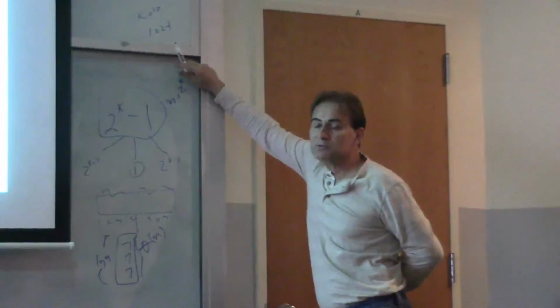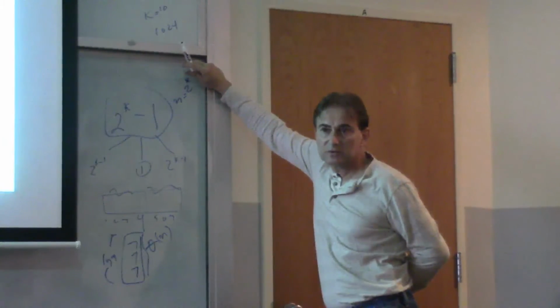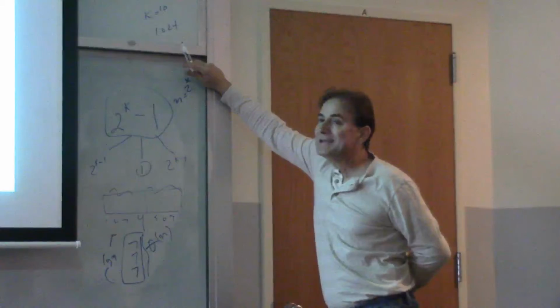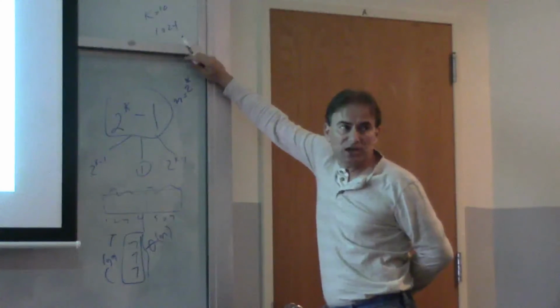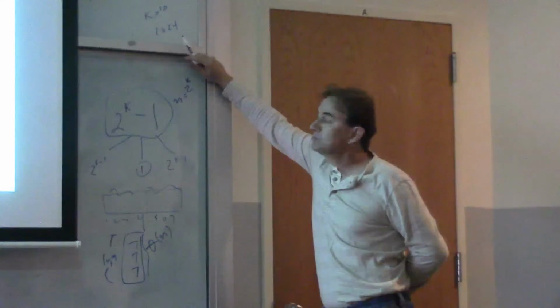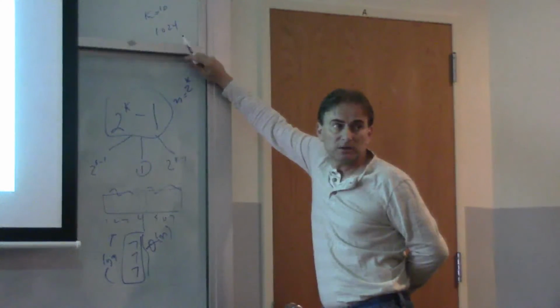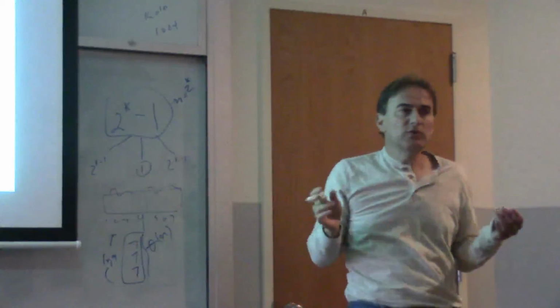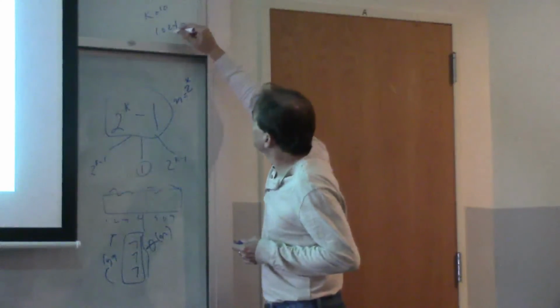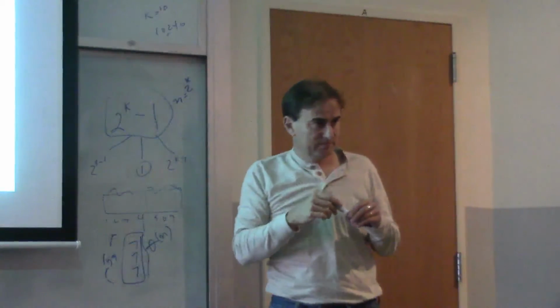If k is equal to 10, what's the best number of comparisons? It's going to be n times lg n. What's lg of 1024? It's going to be 10. So that's going to be 10 times 1,024, which is 10,240.